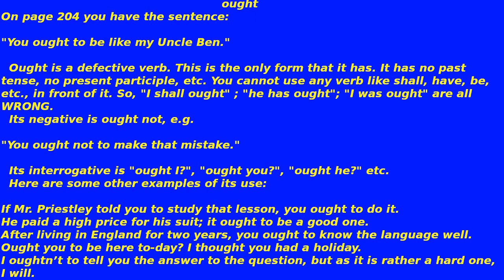Ought. On page 204 you have the sentence, "You ought to be like my Uncle Ben." Ought is a defective verb. This is the only form that it has. It has no past tense, no present participle, etc. You cannot use any verb like shall, have, be, etc. in front of it. So, I shall ought, he has ought, I was ought are all wrong. Its negative is ought not, e.g. you ought not to make that mistake. Its interrogative is ought I, ought you, ought he, etc.